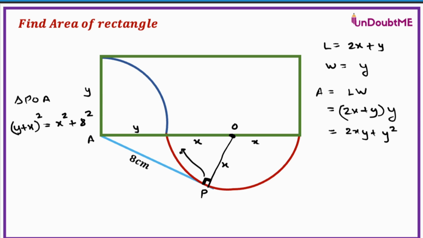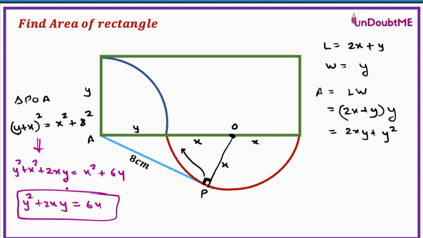Okay, this is once again a place where potentially anyone can make a mistake. If we expand it, we will get y squared plus x squared plus 2xy. On the other side we have x squared plus 64. x squared can get cancelled and we are left with y squared plus 2xy is equal to 64. Interestingly, if you notice, the value of area which we solved earlier was also the same as what we have got over here. So from here, by comparing, we can say that the area is 64 and we are done.